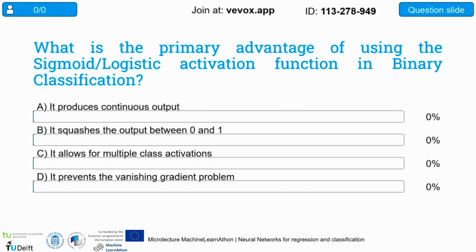All right. So what is the primary advantage of using the logistic function in binary classification?